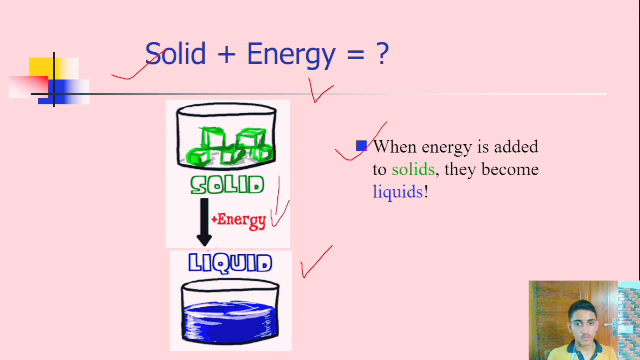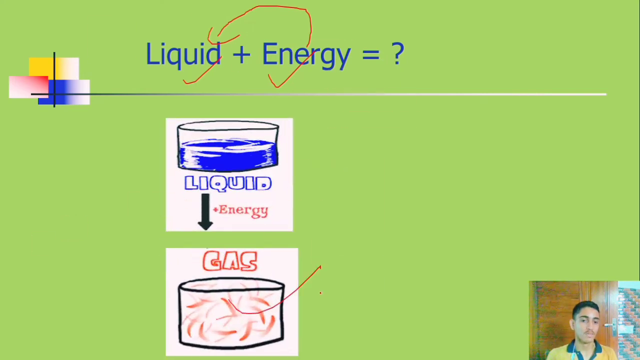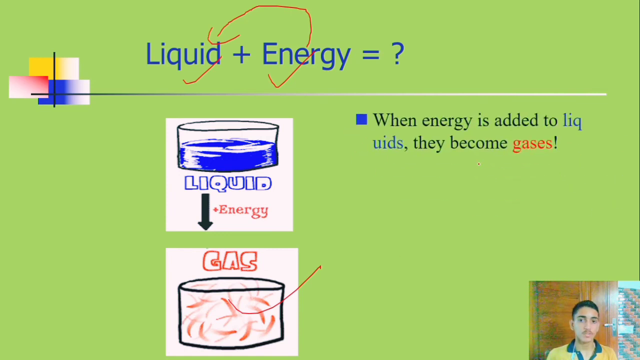When energy is added to solids, they become liquid. You must be thinking of examples. The example is quite simple: if you melt an ice cube, you are providing energy by heating the cube. It will slowly gain energy, and after gaining it the molecules start vibrating more, right? Due to which it will convert into a liquid. So what if you give energy to a liquid? Yes, your guess is right. That will be converted into a gas. Perfect. So when energy is added to liquids, they become gases.